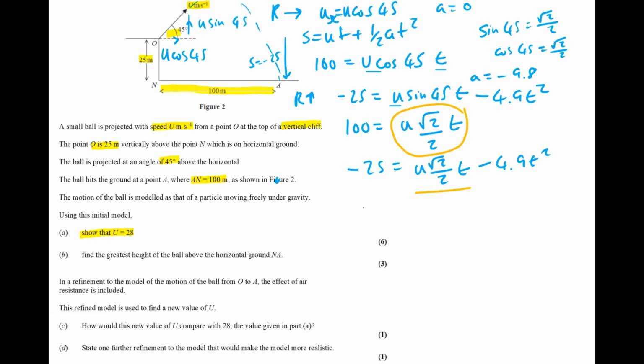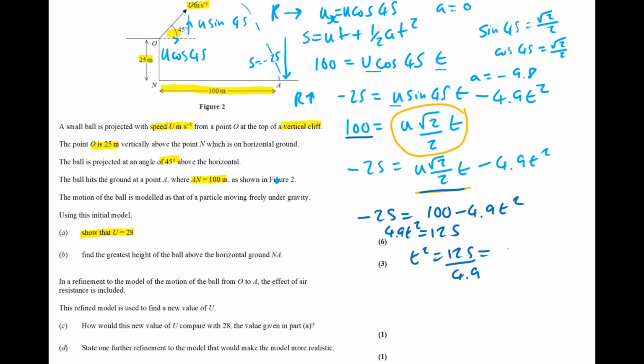So changing colour pen, we're going to use this 100 in replace of here, so we're going to get minus 25 equals 100 minus 4.9 T squared. So we're going to solve that, and we're going to get 125 equals 4.9 T squared. We're going to get T squared equals 125 over 4.9. Square root the answer, which is going to give us 25 root 2 over 7.